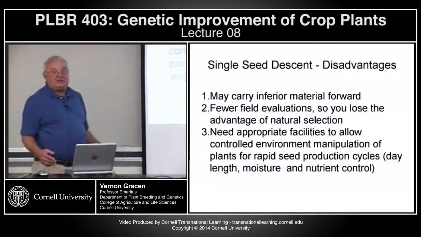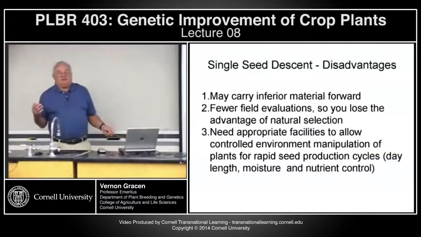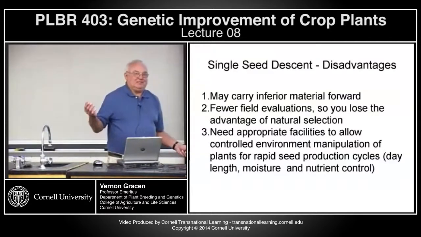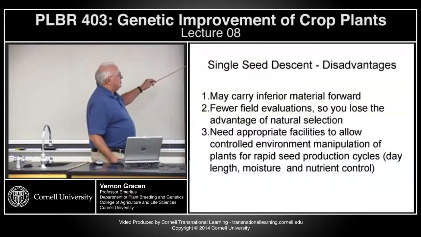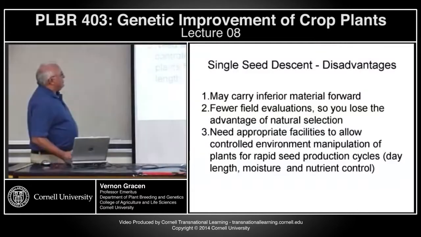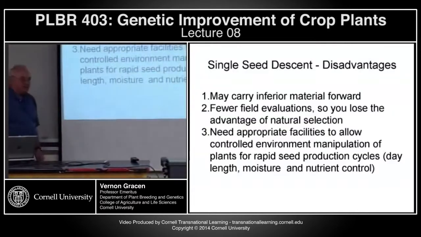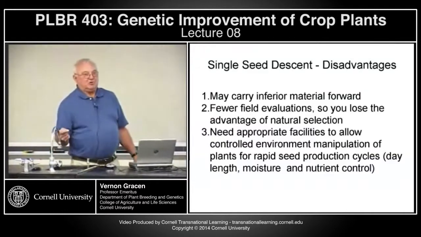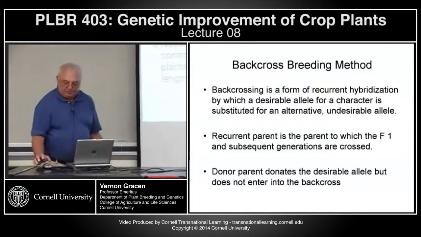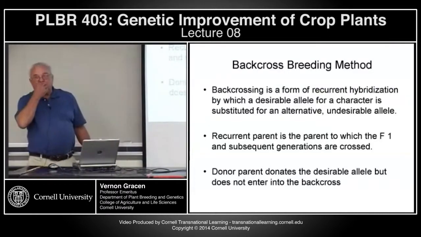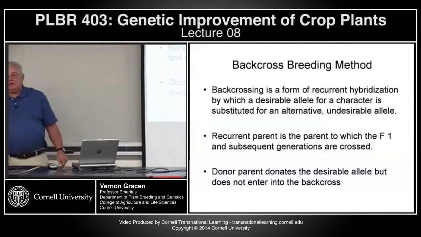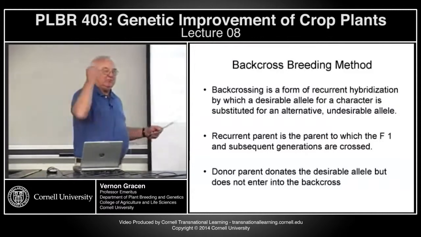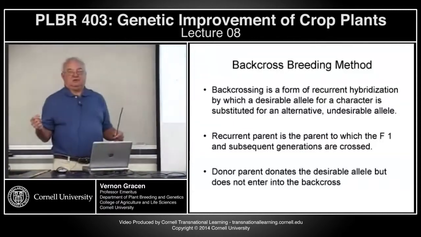You really lose the advantage of natural selection, but then again, in most of our growing environments, that's not going to amount to a lot that you're losing. The biggest disadvantage is you need the facilities, some sort of controlled environment to get those generations through. Requires greenhouses or growth chambers or both. All right, so basically those are methods for breeding self-pollinated crops.